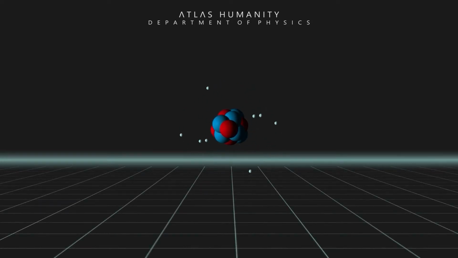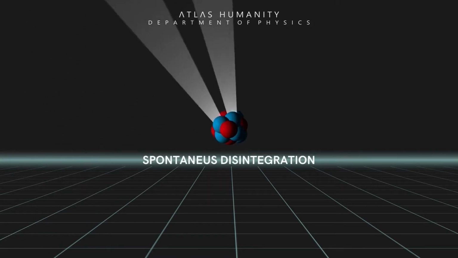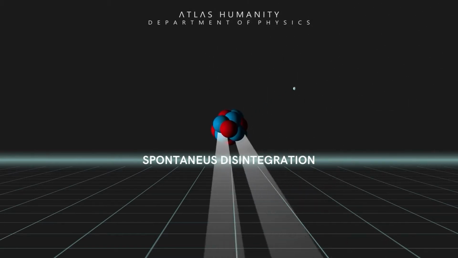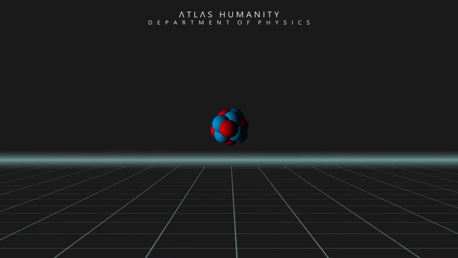This is an atom. Let's get rid of its electrons for the moment and just focus on the nucleus. The nucleus of an atom may encounter two types of processes. The first one is the spontaneous disintegration process, where the nucleus spontaneously disintegrates. The second one is the so-called nuclear reaction, where the nucleus interacts with another particle or another nucleus.